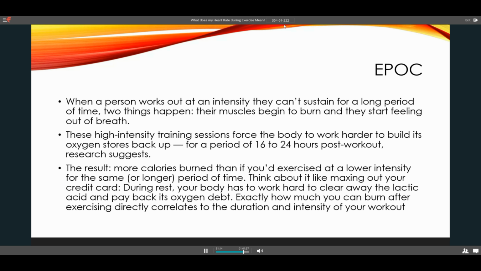So what this means is that after you work out and you had some of those higher intensity sessions that you incorporated into your exercise, you're going to burn more calories than what you would have if you exercised at a lower intensity for the same period of time. One way to think about this is like maxing out your credit card. During rest, your body has to work hard to clear away the lactic acid and pay back its oxygen debt. Exactly how much you can burn after exercising directly correlates to the duration and intensity of your workout.